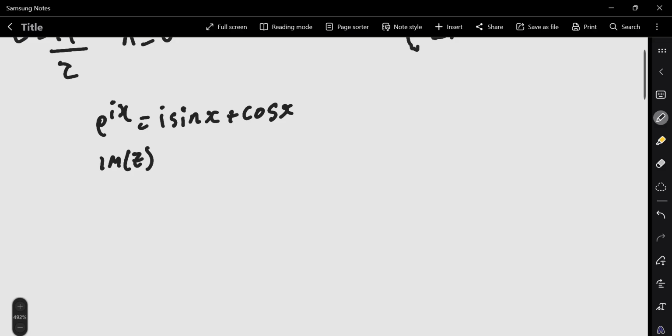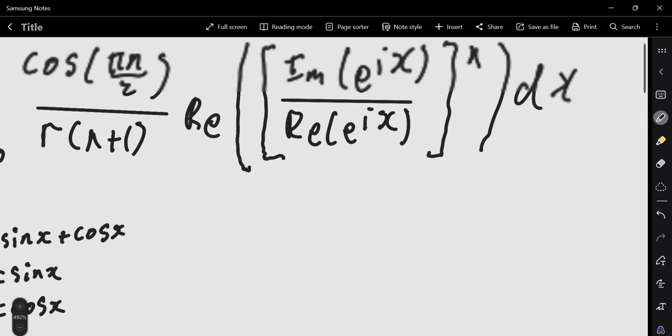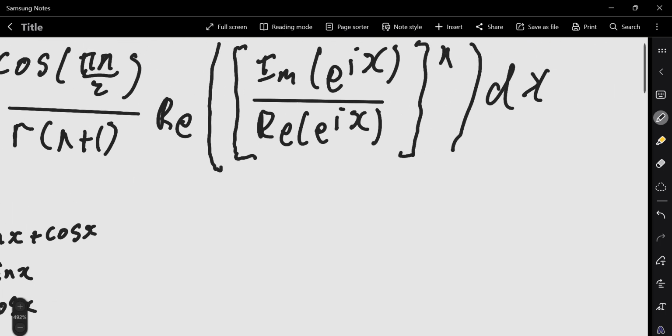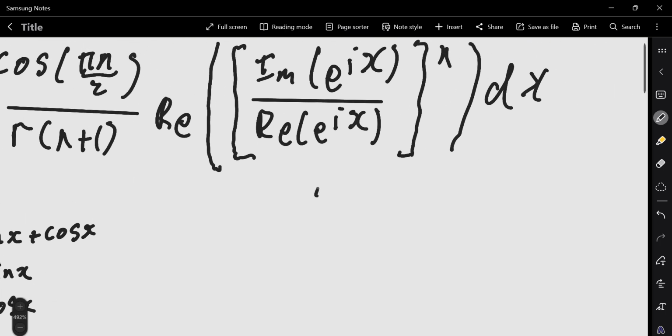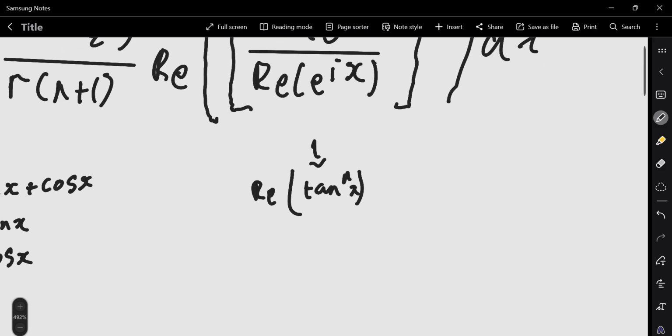The imaginary part is going to be the sine term, sine of x, and the real part is the cosine term. And we have the imaginary part over the real part, so just sine over cos, which is tan. So this is just the real part of tan to the n of x. And yes, dx. We can forget about the dx for now.